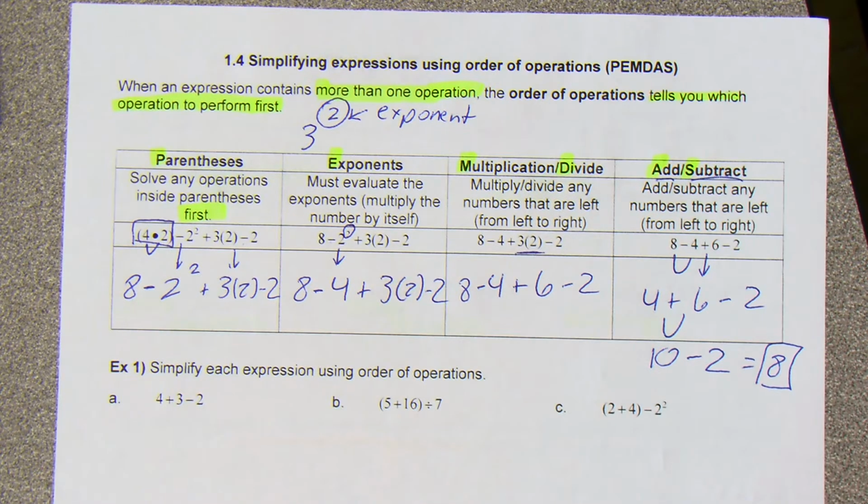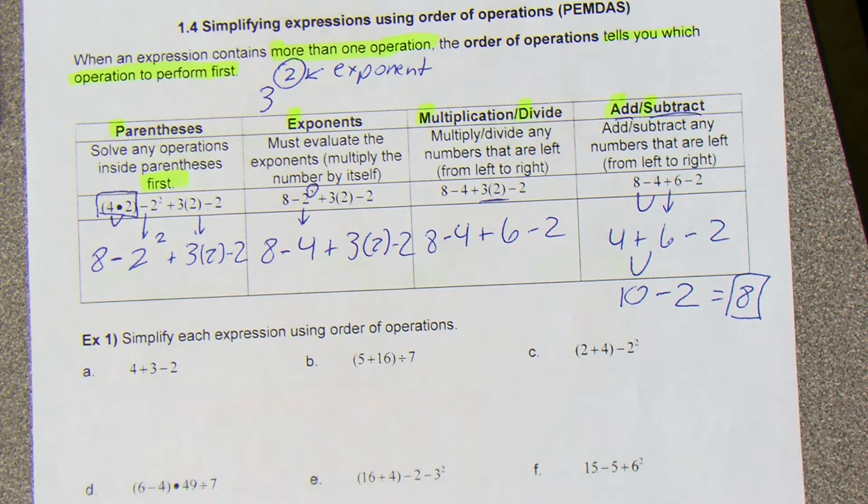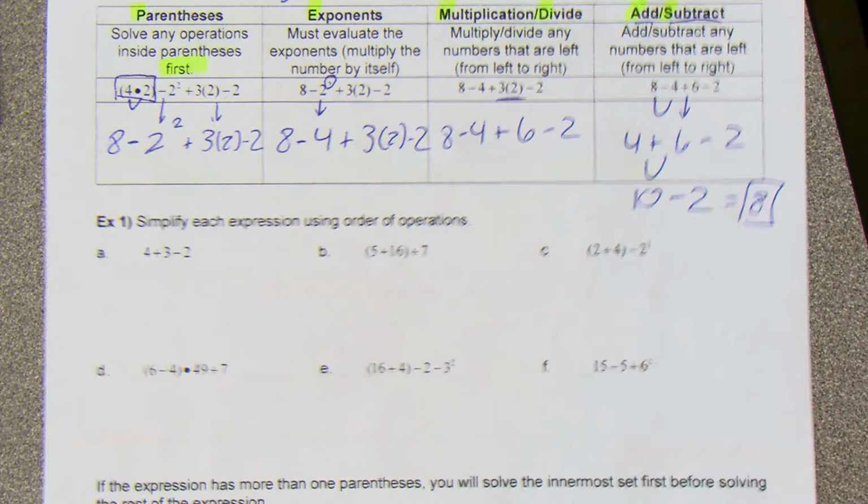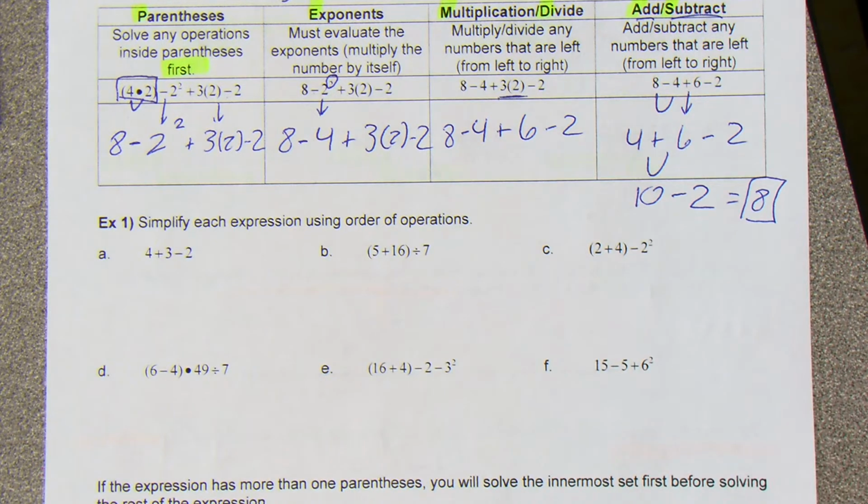So we kind of have to go through a checklist for each of these problems. Let's look at example 1a. It says 4 plus 3 minus 2. So the first thing I want to think: do we have parentheses that I need to solve first? No, we do not have any parentheses. Do we have any exponents? That's another no. Do we have multiplication or division? It doesn't look like it either. We only have addition and subtraction. So then we move all the way to addition and subtraction, and we just solve this equation from left to right.